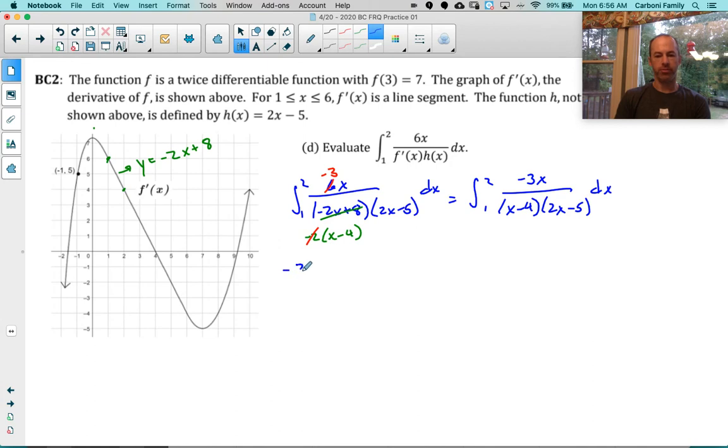So now we have to do the partial fractions. So negative 3x over x minus 4 times 2x minus 5 is going to equal something over x minus 4 plus something over 2x minus 5.